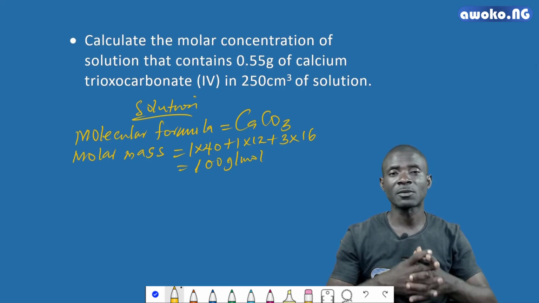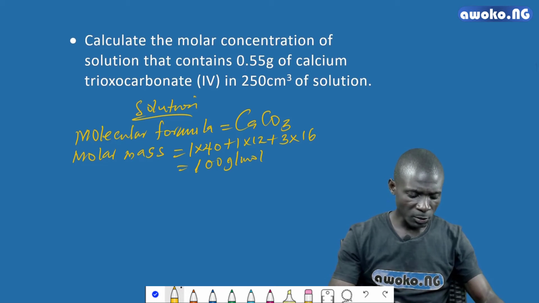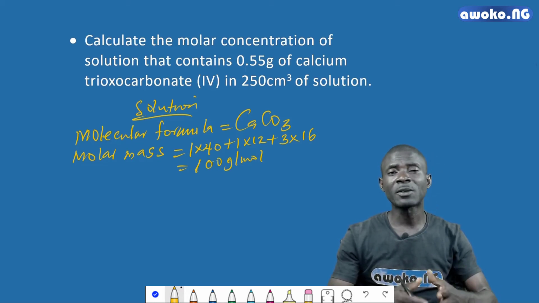Now, having gotten the molar mass of calcium trioxocarbonate (IV), the next thing we'll do is to look at how we can obtain a standard solution of this salt in 1000 cm cube of water, or 1000 cm cube of solvent. Okay, now let's look at the question once again. It says 0.55 gram of calcium trioxocarbonate (IV) is dissolved in 250 cm cube of solution. Of course, 250 cm cube of solution is not a standard; when we dissolve 0.55 gram of calcium trioxocarbonate (IV) in 250 cm cube, it will not give you a standard solution. Okay, so we are going to look at how we obtain a standard solution of this salt.